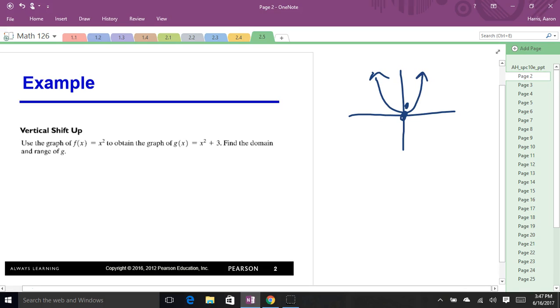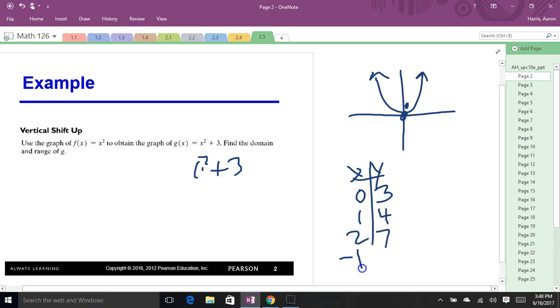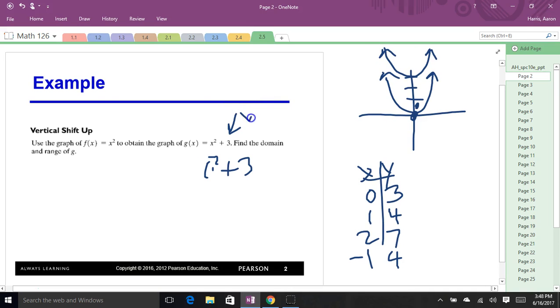Now, if we were to graph g of x equals x squared plus 3, we could just point plot. If you remember, plug in 0 squared plus 3, we get 3. We plug in 1 squared plus 3, 4. 2 squared, 4 plus 3, 7, and so on. We could keep graphing this. Soon enough, when you put these points on, you're going to see the exact same graph, but it's shifted up 3. So this is called a rigid transformation, which is a vertical shift up 3.